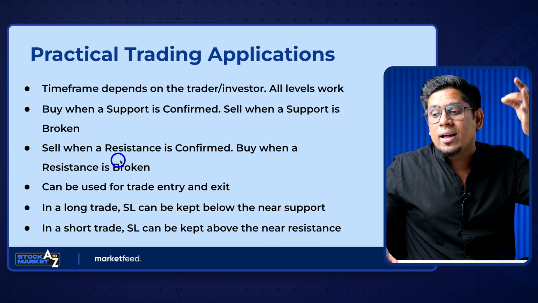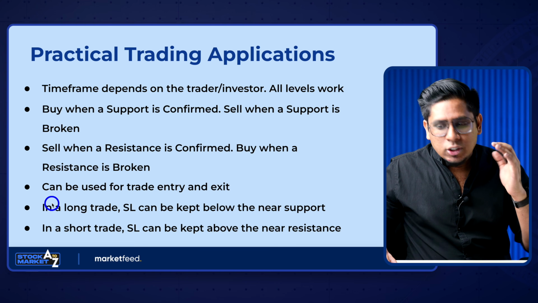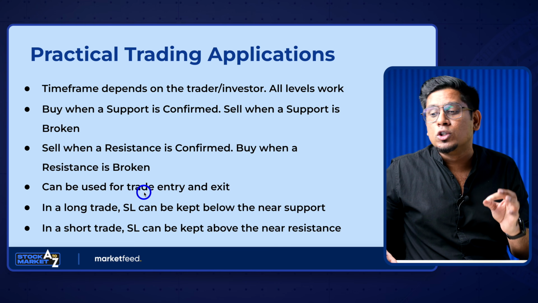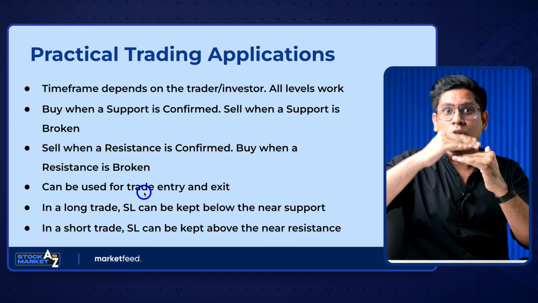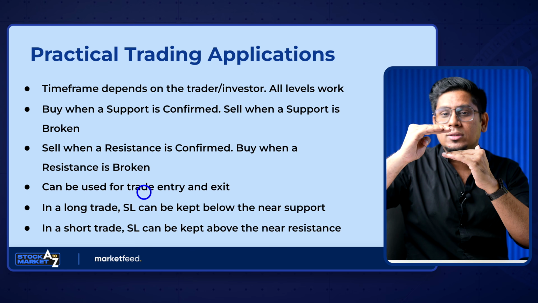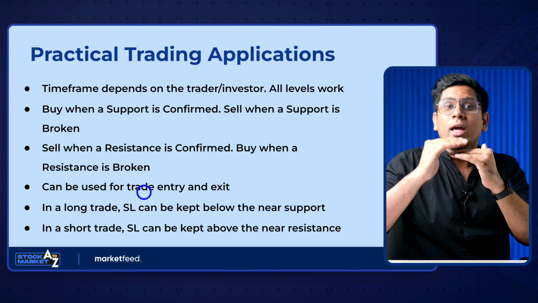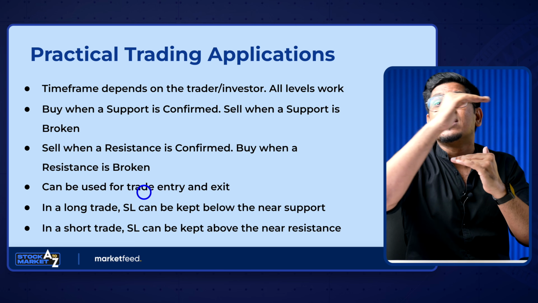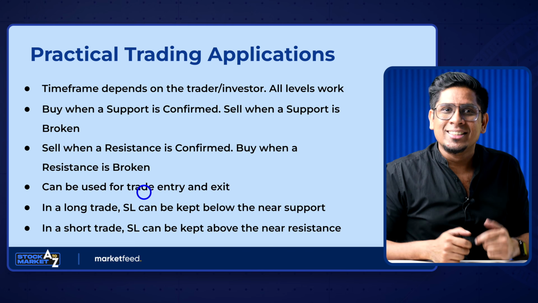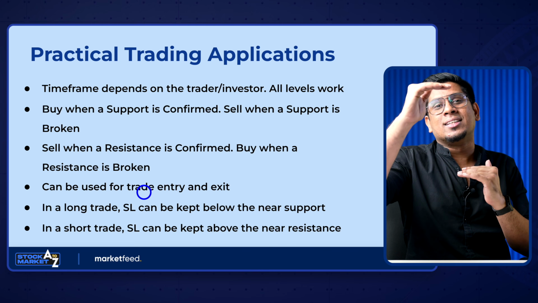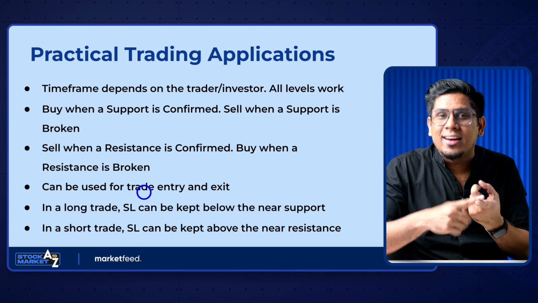Just like that, sell when a resistance is confirmed and buy when a resistance is broken. Very clear. So support resistance analysis can be used for trade entry and trade exit also. Say Nifty or the instrument came down, the stock came down till a support, it took a support and started moving up. You can take a long entry there, you can buy the stock there, then it is moving up and up and up, and then when it is reaching a resistance level, you can exit the stock there. Support being used for trade entry and a resistance level being used for trade exit. Beautiful, right?